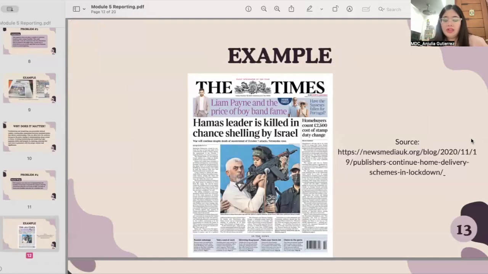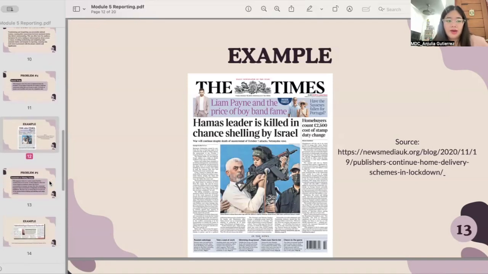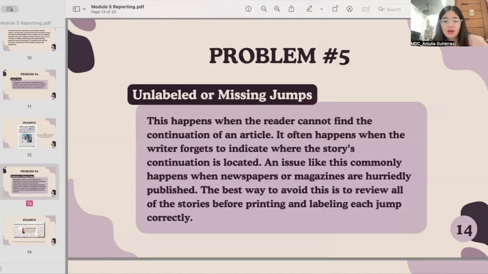So let's imagine that the headline at the very top about the late One Direction member is totally separate from the actual story, and let's assume that the story is on another page. So when the headline itself and the text aren't connected on the same page, that's called the Dutch wrap. So yeah. The next pitfall that we have is unlabeled or missing jumps.